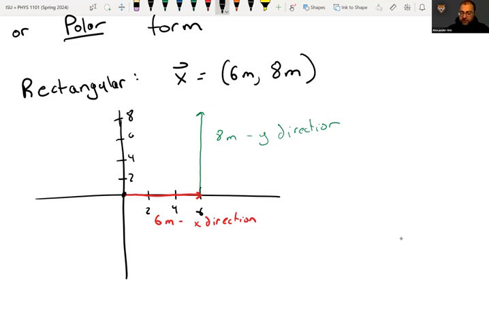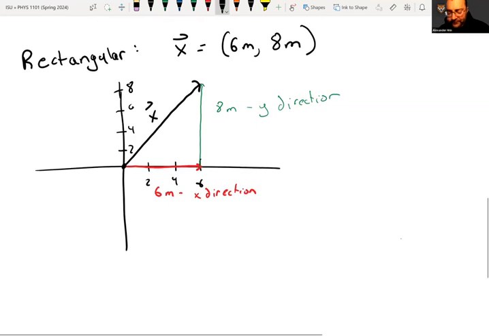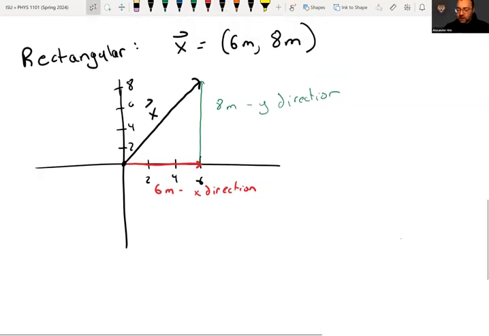Now, the vector x starts at the origin, and it points to the head of the combination. So this would be the vector x. So that is a visual display of vector x. All right. So that's what we mean by the position vector x in this case. And this is expressing x in rectangular form.